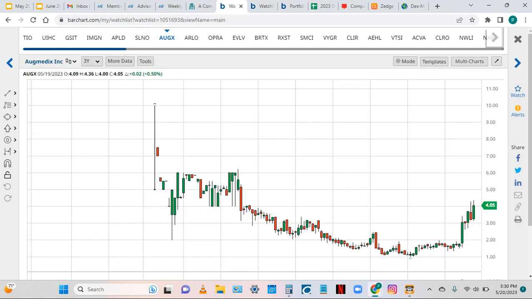And I've got Augmetics, AUGX. This looks like it has, again, IPO, sell off, sell off, sell off, and now it's starting to get some buying interest. This would have been a great time to get in here on this candle. I didn't see it, so you don't always see these searches all the time. And this looks higher. This looks like a continuation higher.